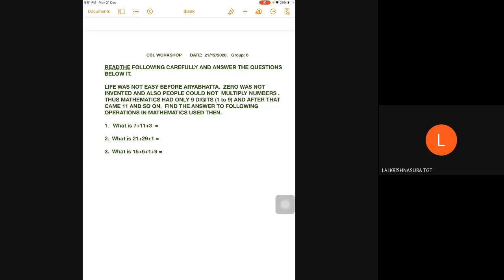Fifty. 52. Right, sir. 52. Yes, 52. It is actually 51. But 29 plus 1 is 30. So we can ask, this is there in rearranging and estimation in class 6 and 7 also. We can ask the child to add to the nearest tens, right? So that we can go for the next number.